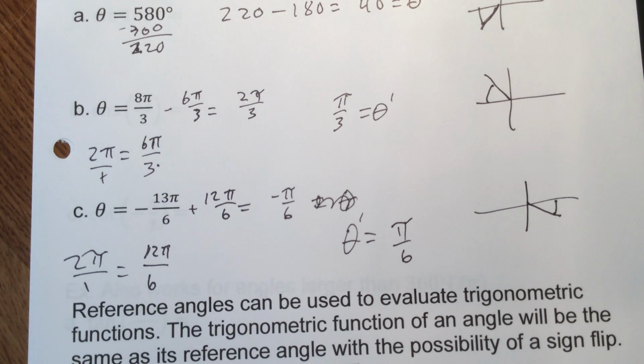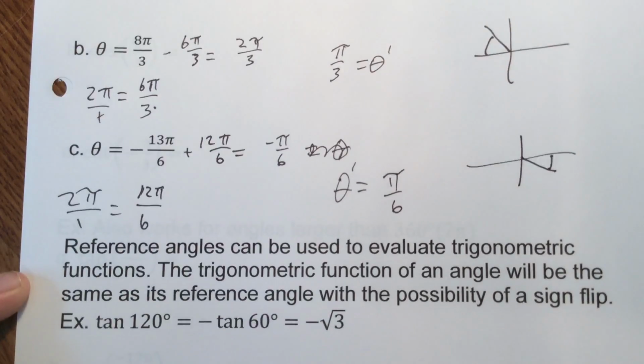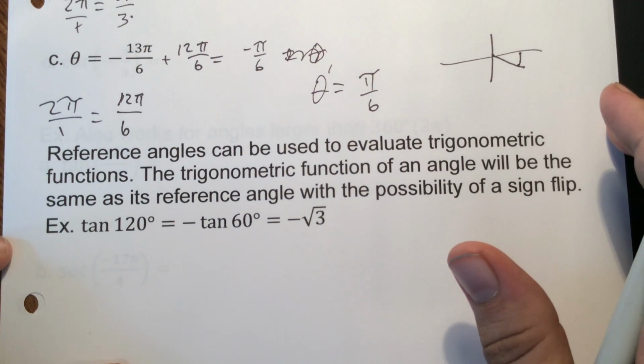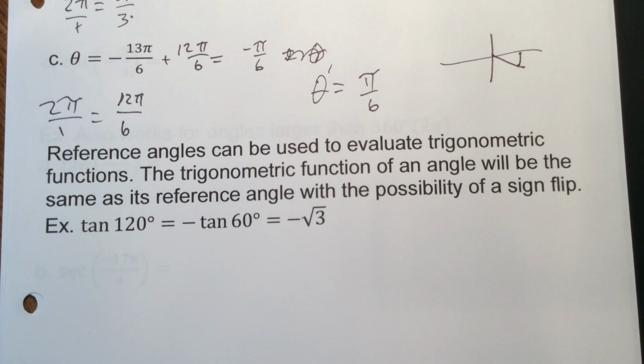So that's where that's coming from. So reference angles can be used then to evaluate trigonometric functions. The trigonometric function of any angle will be the same as its reference angle with the possibility of a sign flip. So what that's saying is we can go ahead and find an angle bigger than 90 for a trig function, but what we're going to do is use its reference angle.